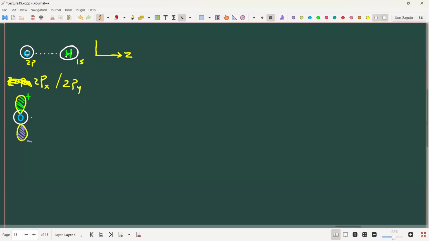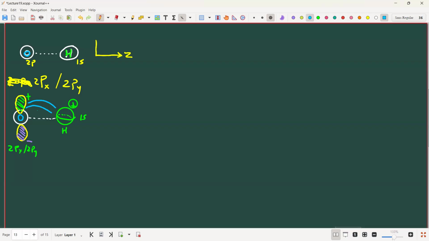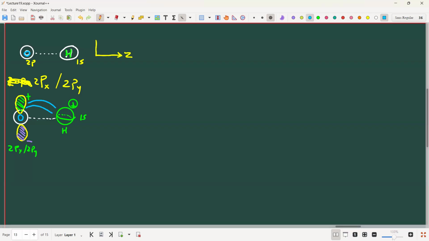Okay. And then we have our H orbital, which is just a sphere. And it's positive everywhere. This is our H. So when we add these together, this is either our 2px or our 2py, it doesn't matter. When we add them together, we have to add above and below the bond. And so we're going to add this to the top hemisphere of the sphere.